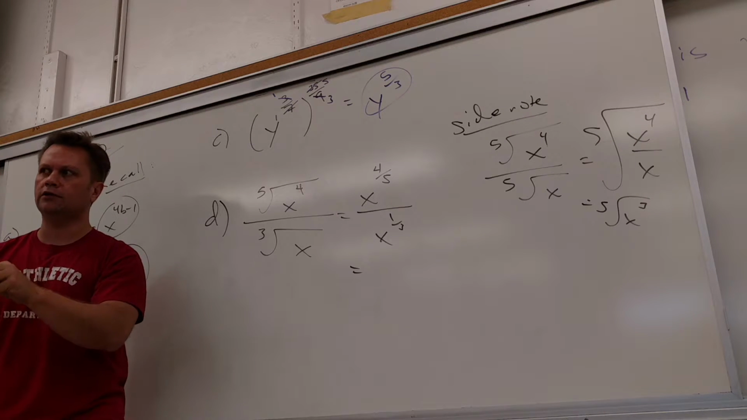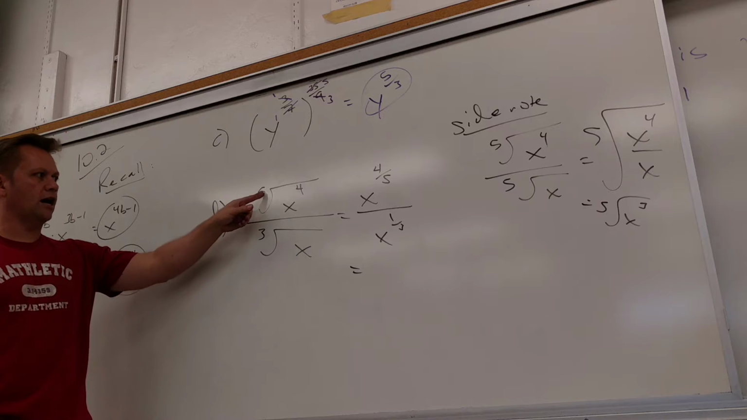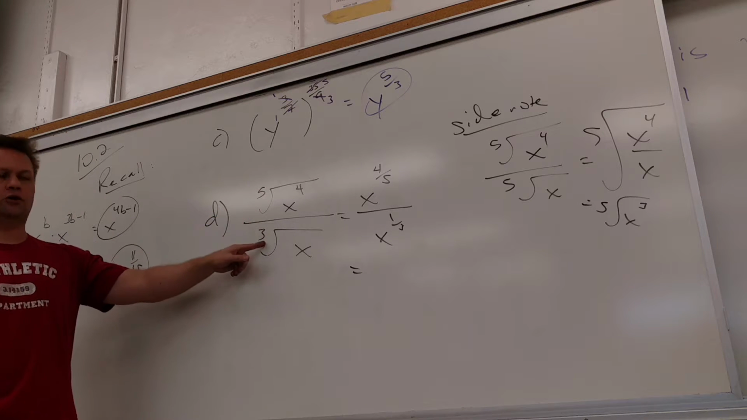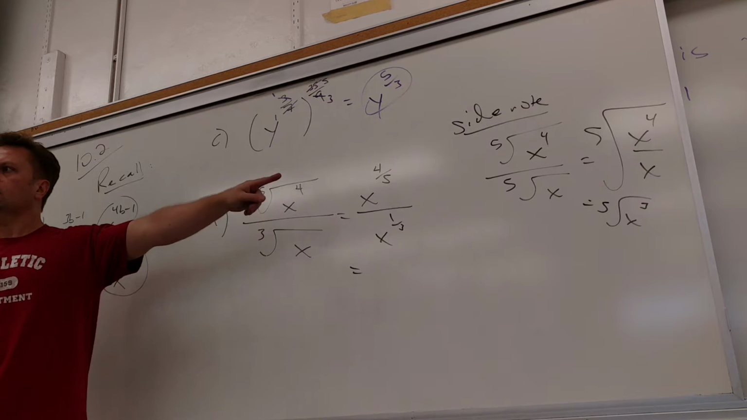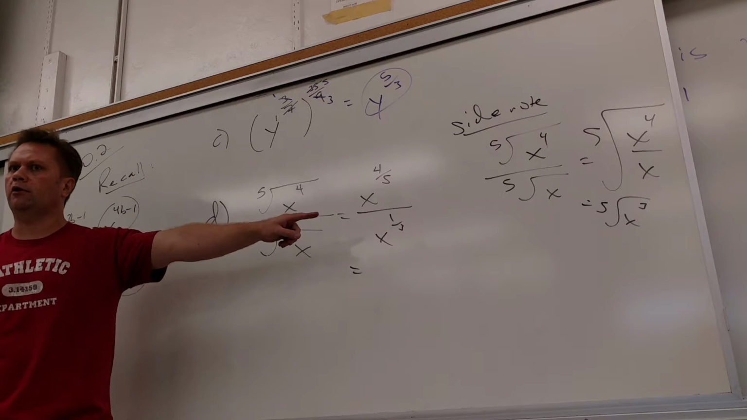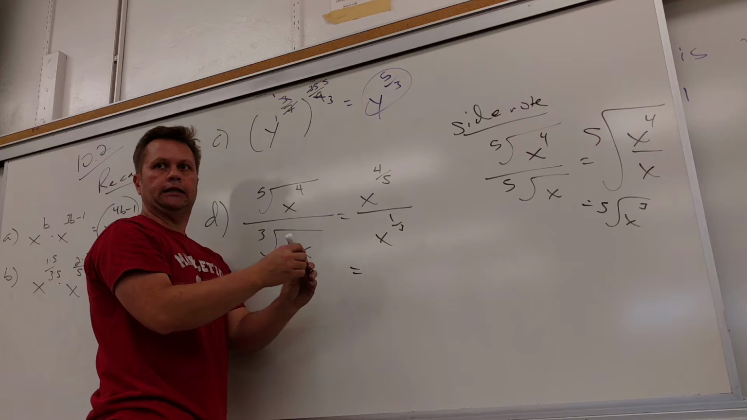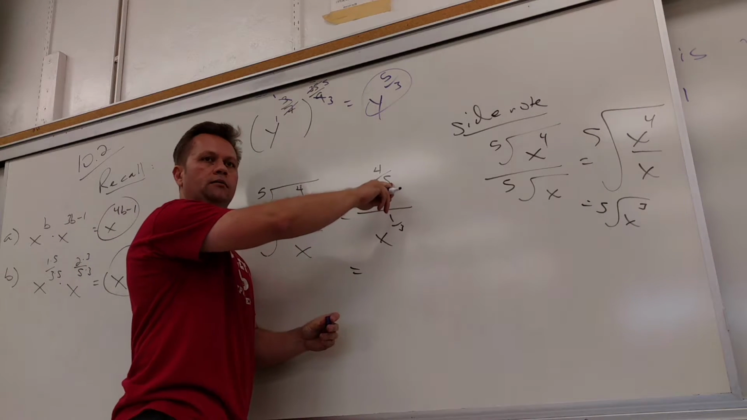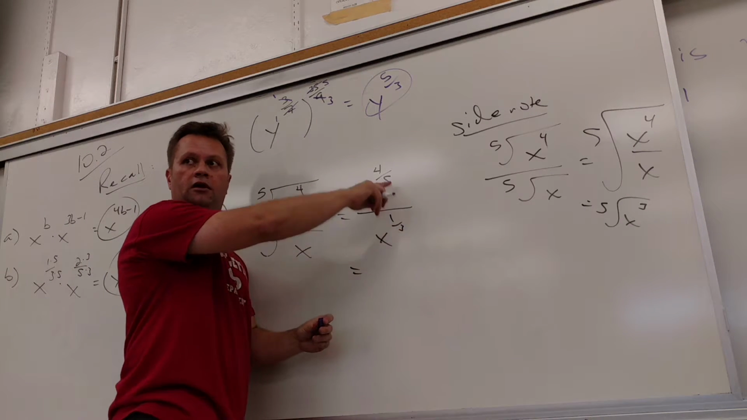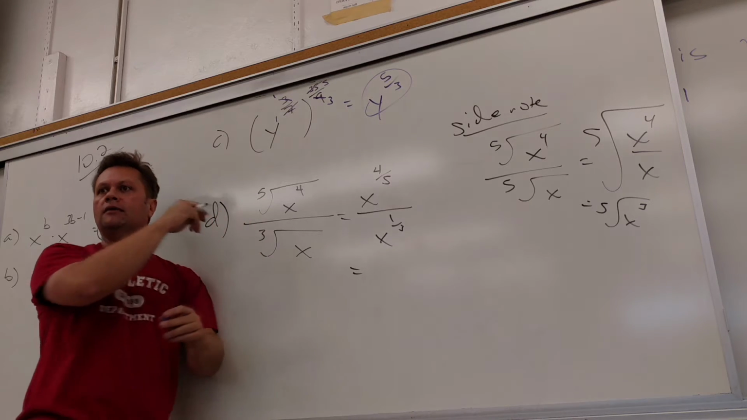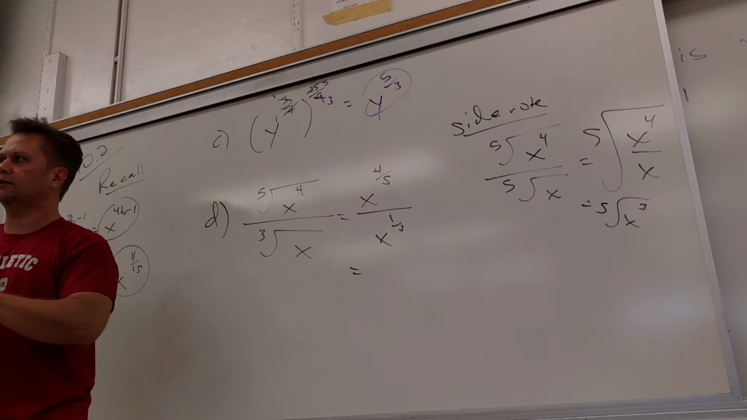I really want you guys to realize what's happening here. Why could we not do this? The roots were not the same. Where are the roots in a fractional power? Where are they? On the bottom. So when I make the LCD, I'm changing the bottom to be the same number, and the bottom is the root. I'm making them have the same root when I make the LCD.